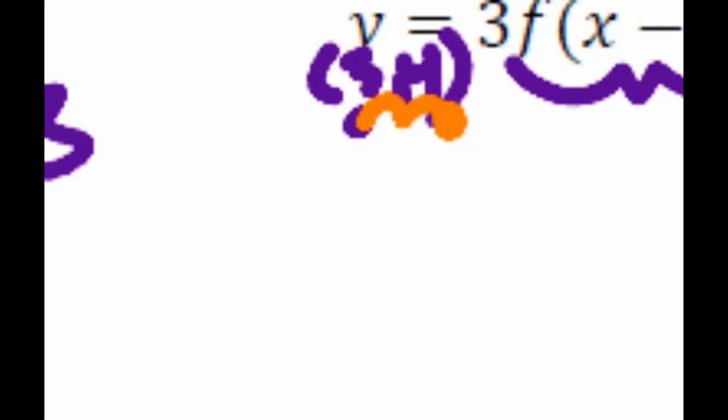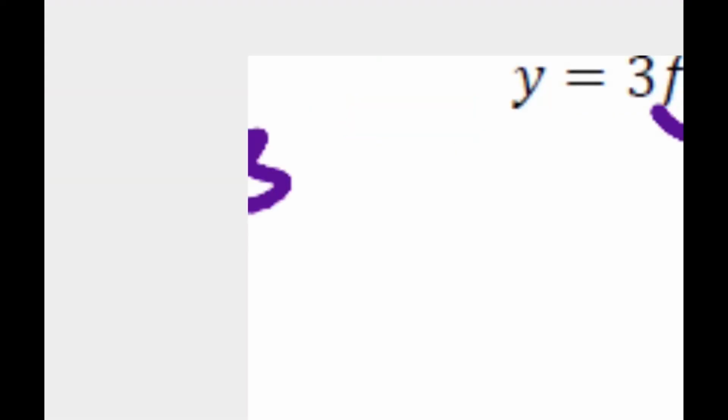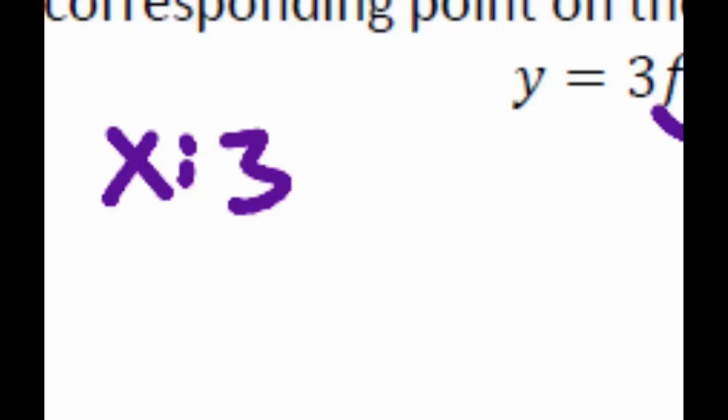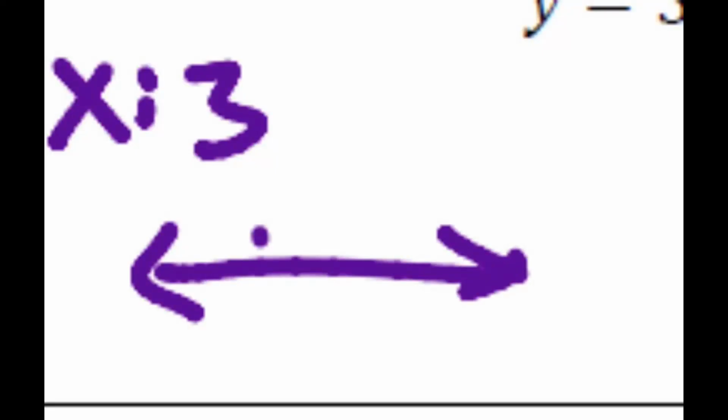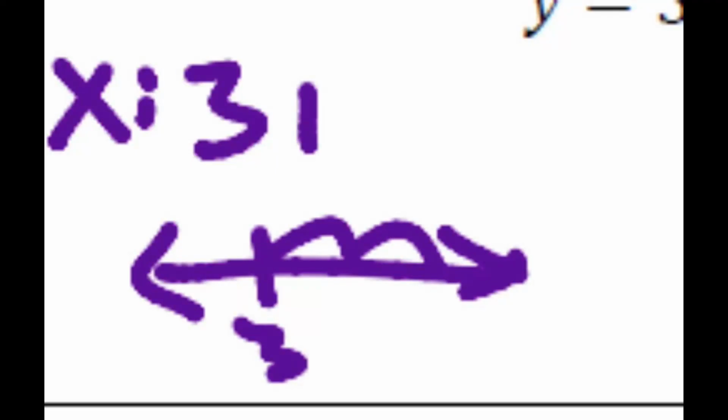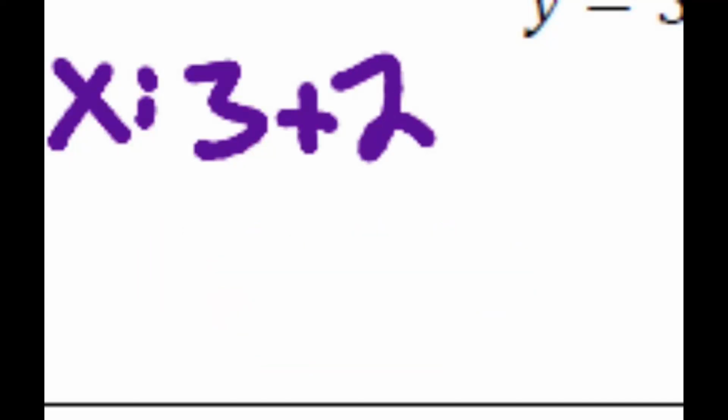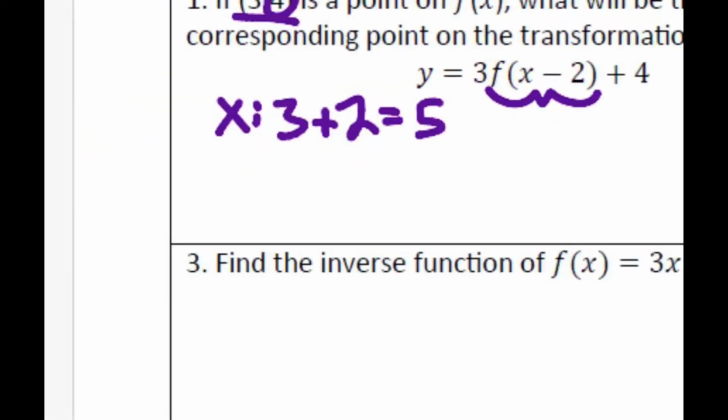So I'm going to erase this. So how do I make this move over to the right 2? Well, if I'm at 3 on a number line, and here's 3, and I want to move to the right, I'm adding. So I'd be adding 2 to that. So my new x value of my ordered pair is going to be 5. So that's my change. That's how my x is being transformed.